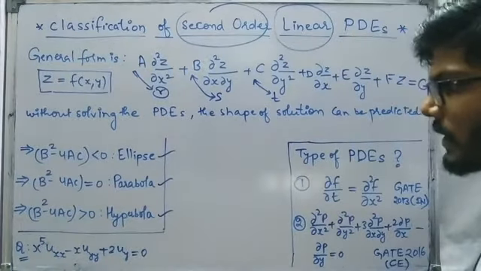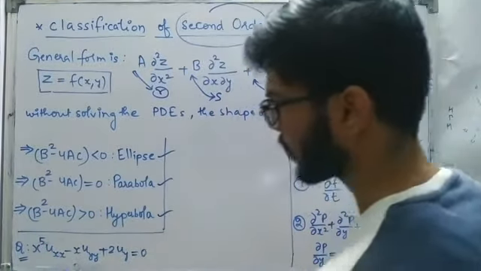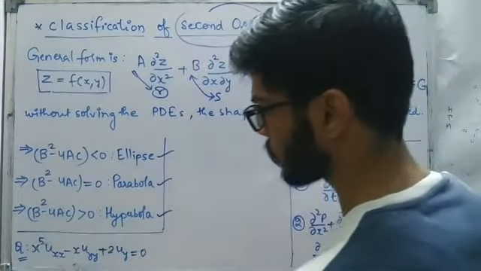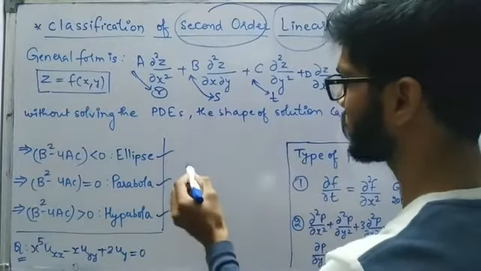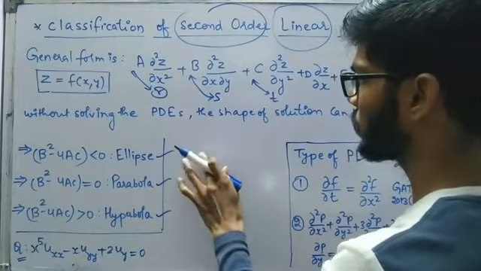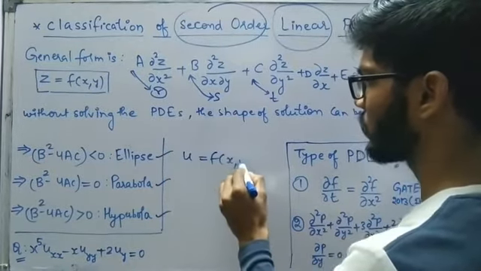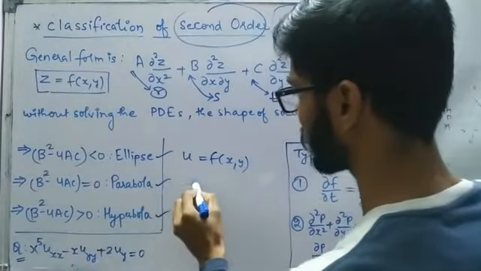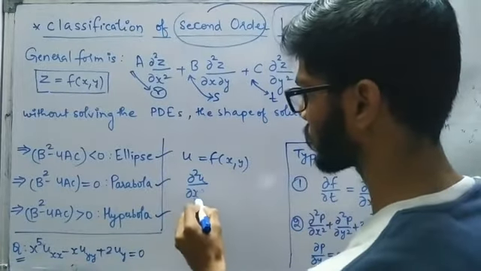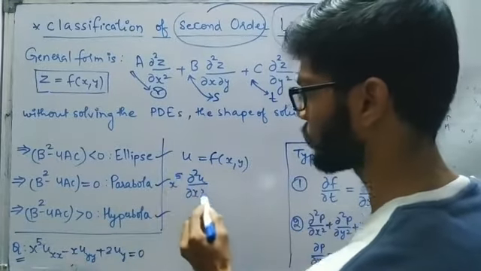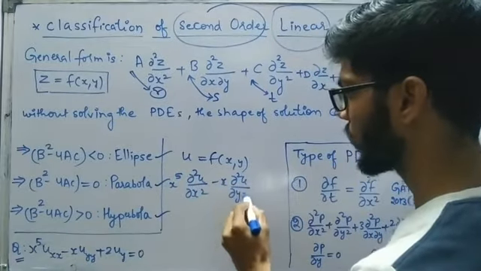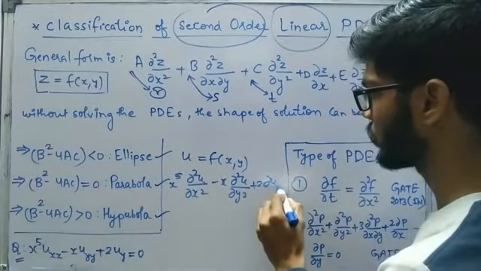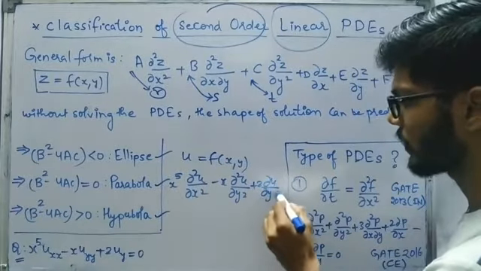Now let us have a quick look at a problem, so that we can finish this simple topic. The question is x⁵ u_xx minus x u_yy plus 2 u_y is equal to 0. So what is happening here? Instead of z as a function of x and y, we have u as a function of x and y, and u_xx is nothing but ∂²u/∂x². So we have x⁵ ∂²u/∂x² minus x ∂²u/∂y² plus 2 ∂u/∂y is equal to 0.